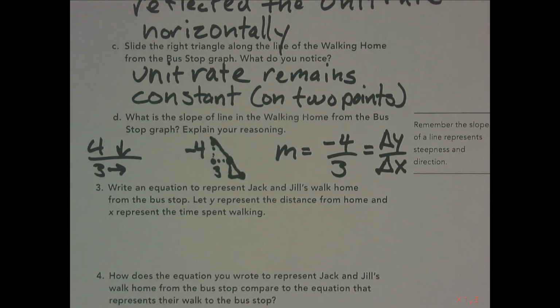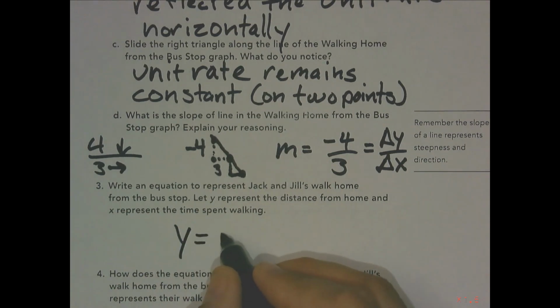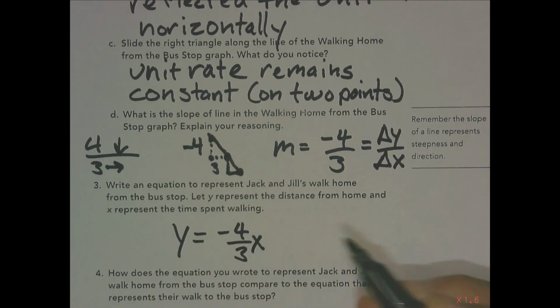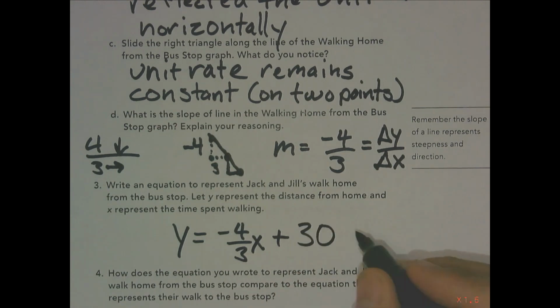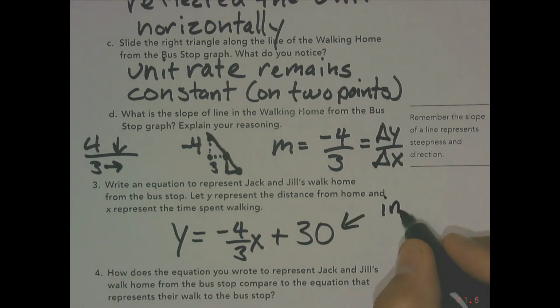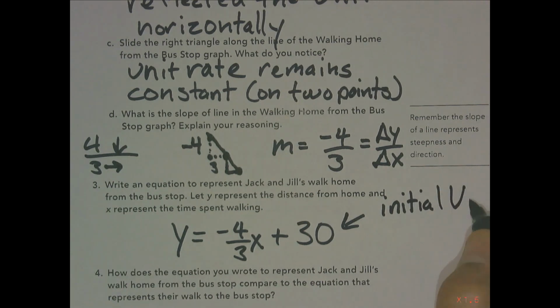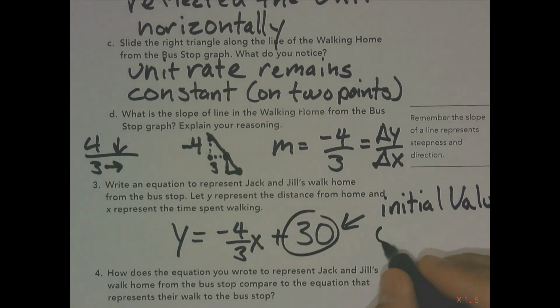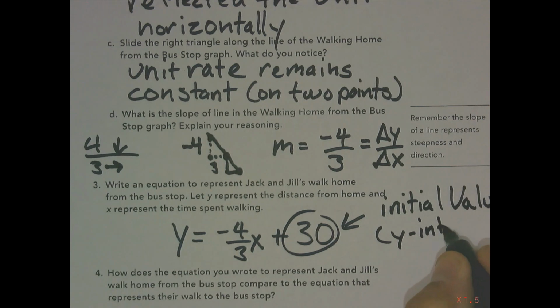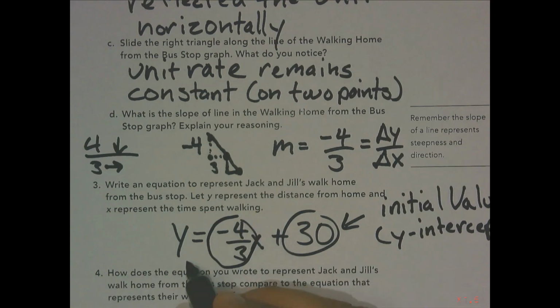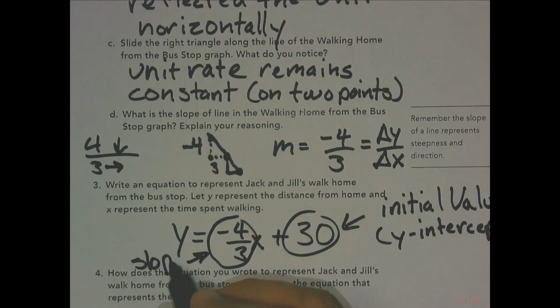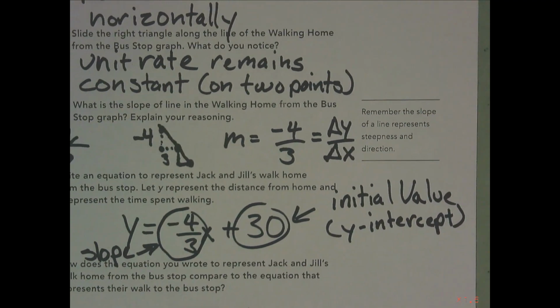Okay? Now it asks, what would be the equation? Write the equation that represents their walk home from the bus stop. Well, we know it's going to be y equals negative 4/3 x, but we have to add that initial value of 30. Remember, this is what we call the initial value. They started at 30. This is also known as the y-intercept. This is the slope, or rate of change. Okay?